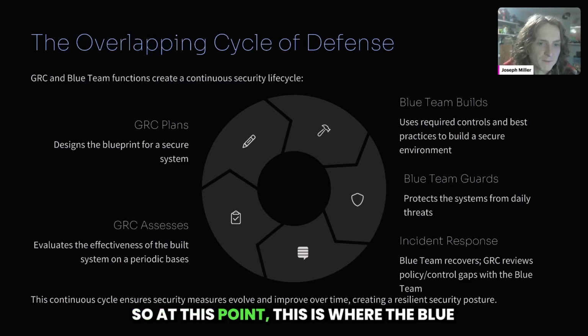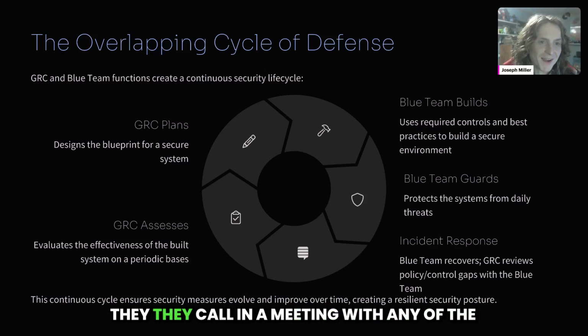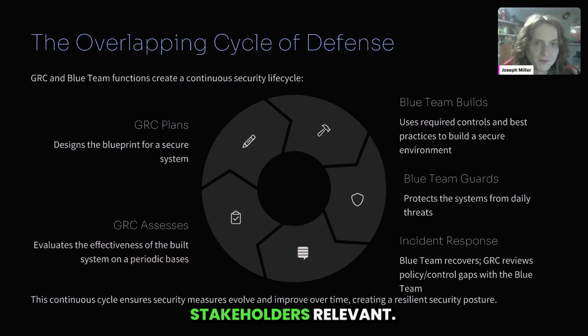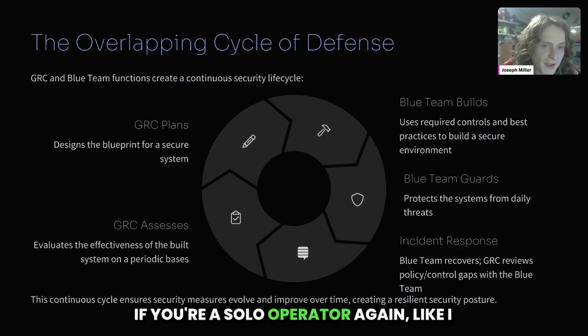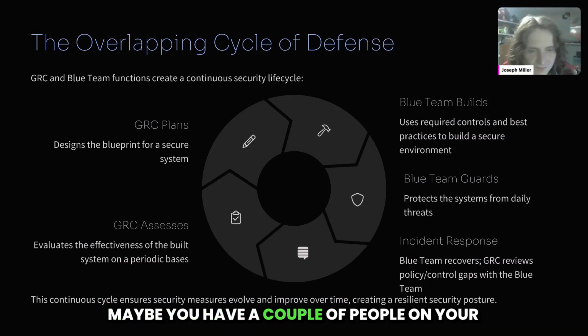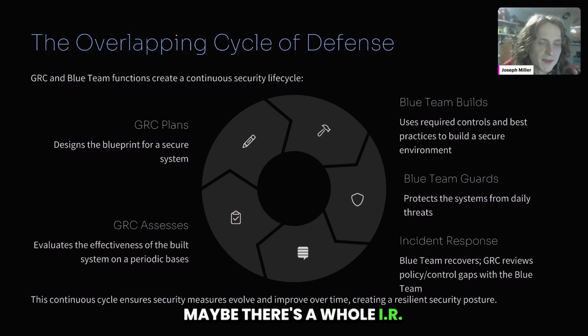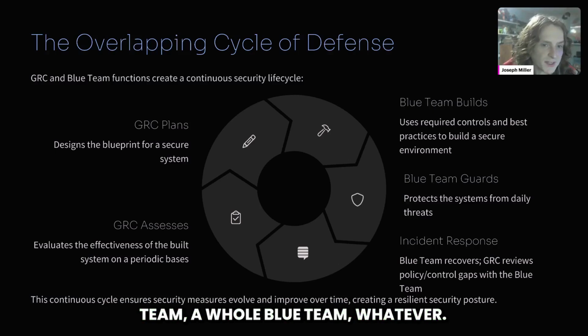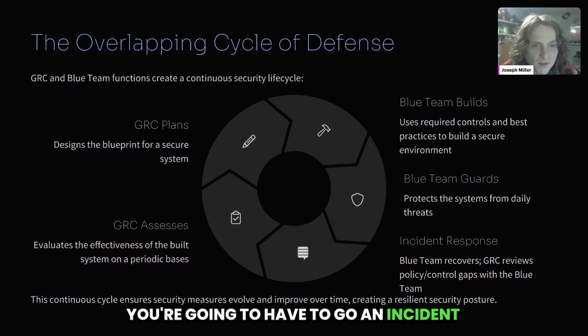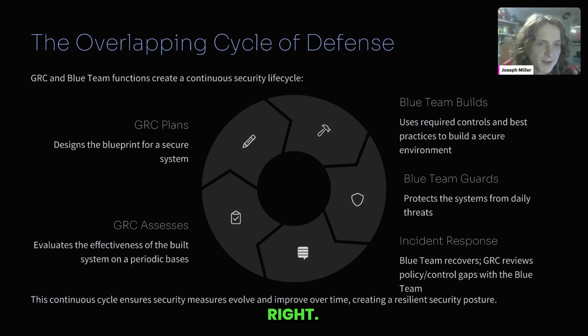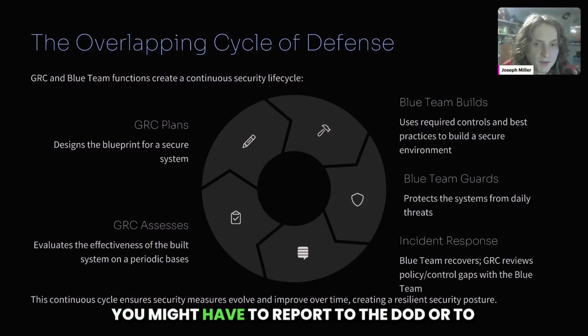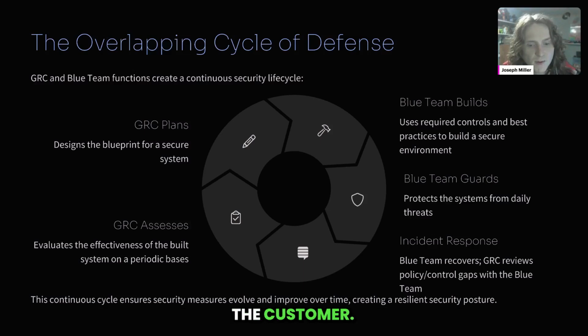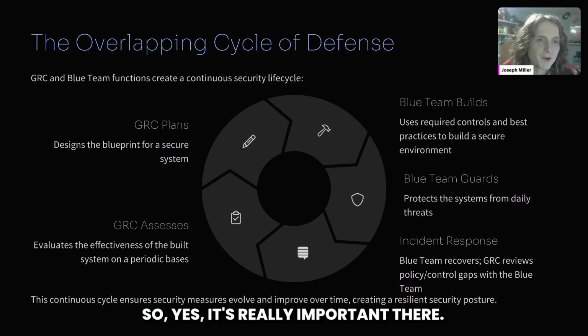So at this point, this is where the blue team starts recovering, right? They call in a meeting with any of the stakeholders relevant. If you're a solo operator, again, it could be you and a few other people. Maybe you have a couple people on your team. Maybe there's a whole IR team, a whole blue team, whatever. Regardless, you're going to have to go into incident response and you're going to have to get in there quick, right? It could involve legal. It could involve just internal. You might have to report to the DoD or to the customer. So yeah, it's really important there.